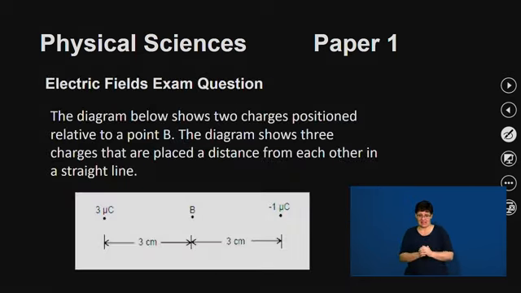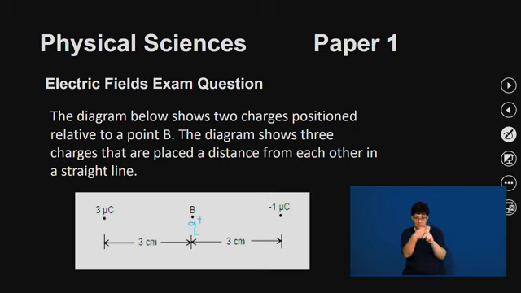Okay, but now the other questions may be based on electric field at a point in terms of the net. Sometimes it can be net electrostatic force at a point due to more than one charge in space. So the diagram below shows the charges positioned relative to B. The diagram shows 3 charges that are placed at a distance from each other in a straight line. So these are collinear. Now, if, for argument's sake, we talk about point B, and at point B we place a test charge. The test charge is always positive, remember, because that's a unit positive charge.